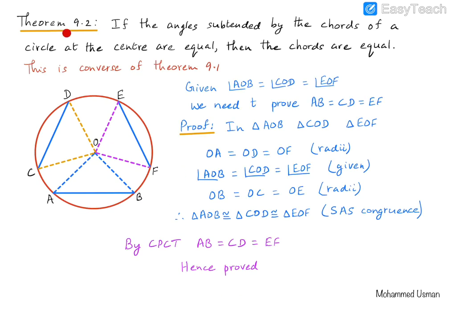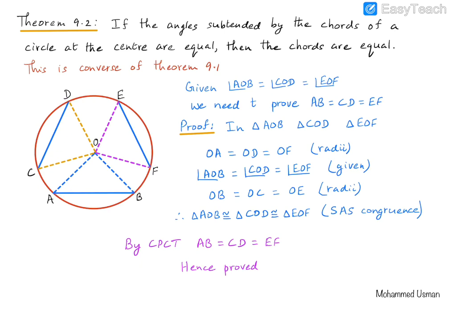Okay, so theorem 9.2, which is the converse of theorem 9.1, states that if the angles subtended by the chords of a circle at the center are equal, then the chords are equal. So that means if the given statement is now that the angles subtended by the chords at the center are equal, we have to prove that the lengths of the chords are equal.